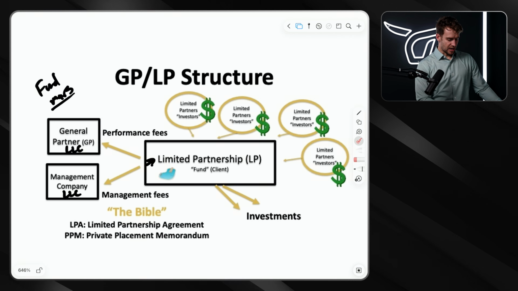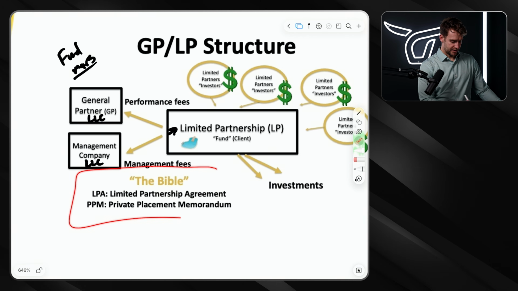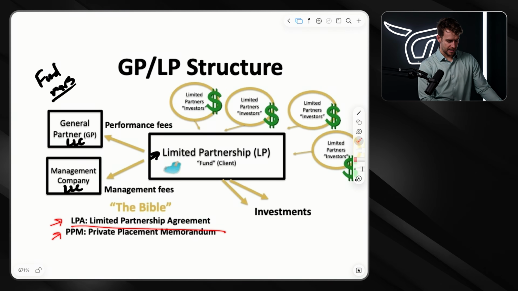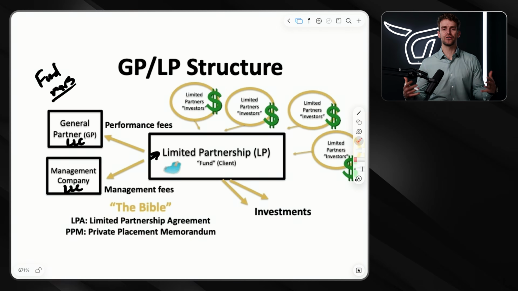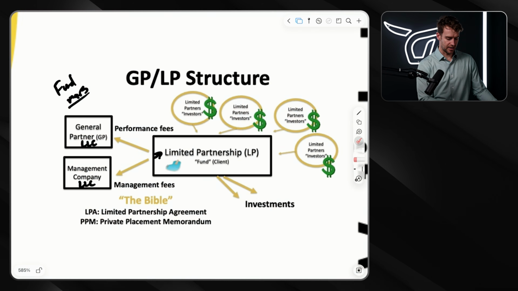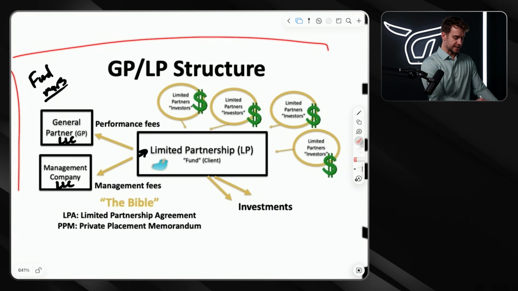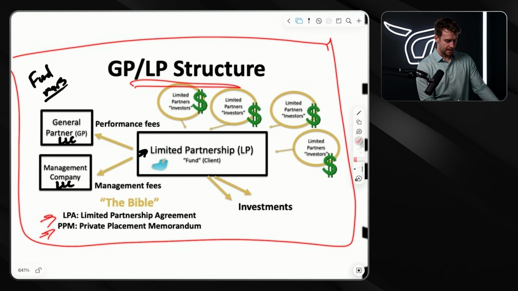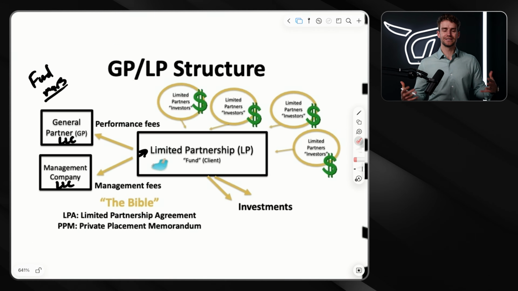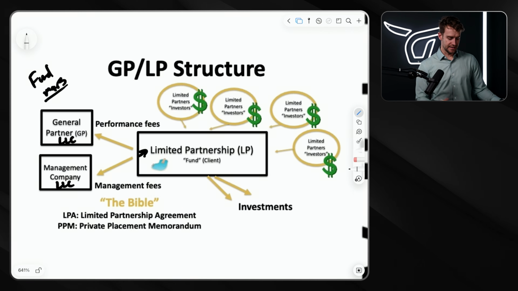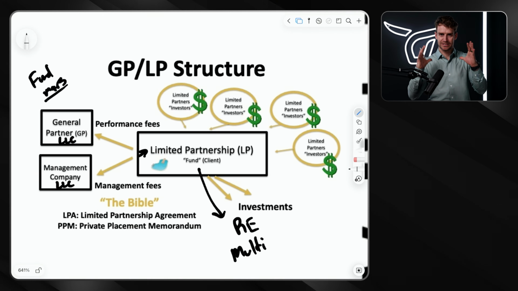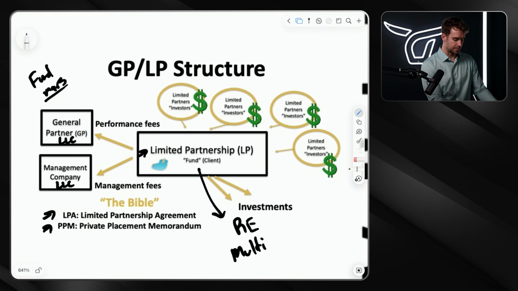Now, all of this is governed by what we lovingly call the Bible. You can see it here. This is your LPA and PPM, the limited partnership agreement and private placement memorandum. These are the governing documents of an investment fund. Small funds, big funds, typically 99% of them run through the GP-LP structure, and they have an LPA and a PPM that help govern what's going to happen inside of that fund. In our case, this fund is going to buy, let's call it, multifamily properties in South Florida. We usually have a tight buy box that's written in the LPA and PPM.